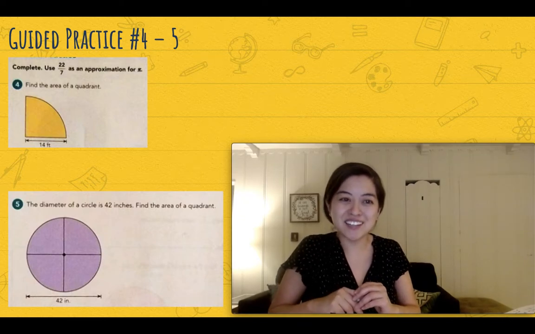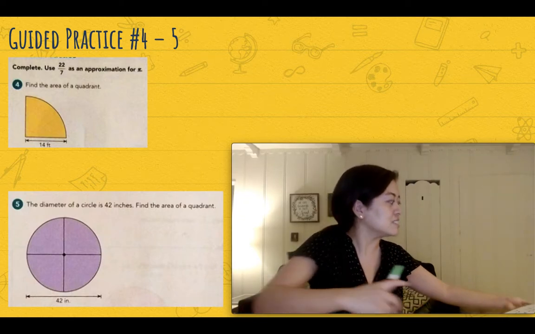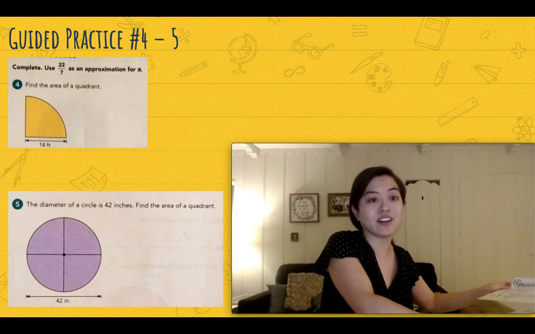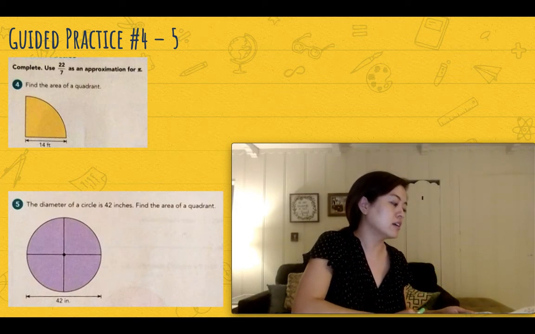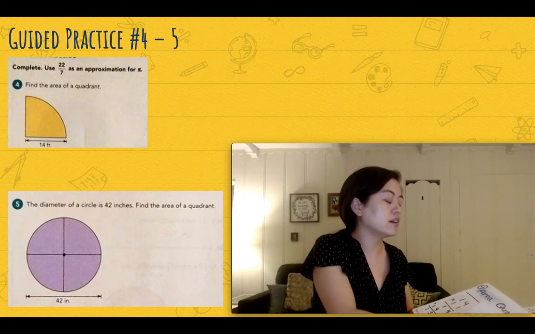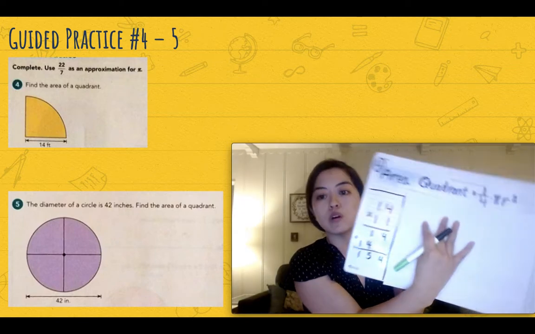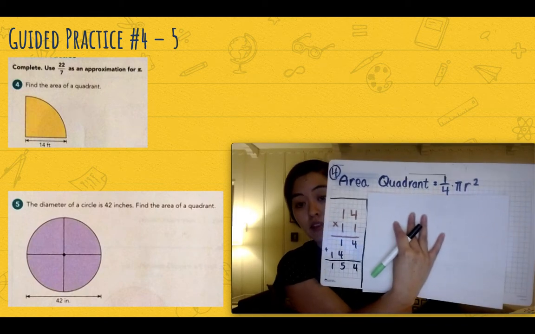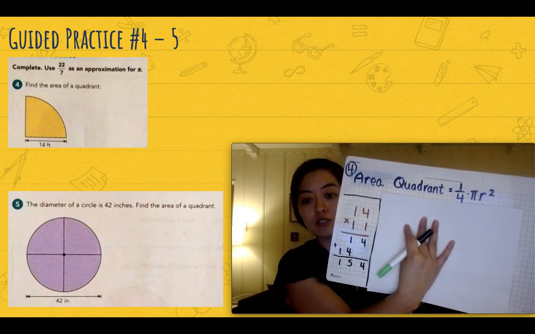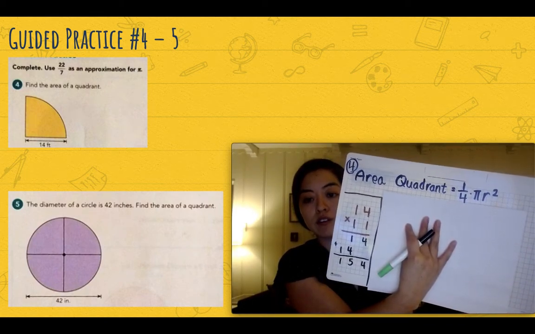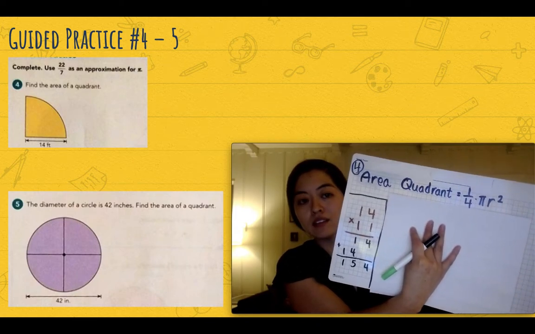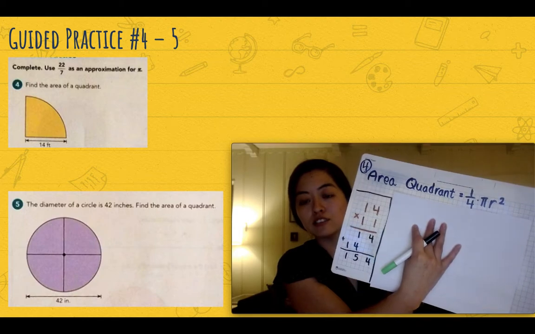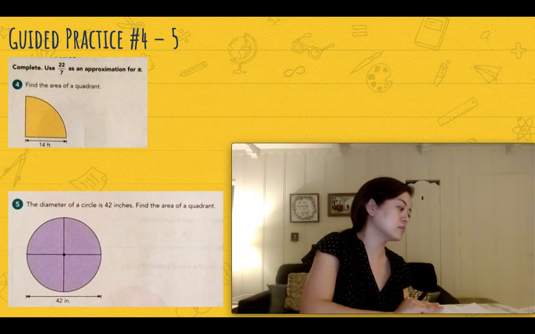Okay, looks like you're ready. So let's attack number 4 together. Now it's a quadrant and you have to find the area of a quadrant. And so I know that a quadrant means 1/4 of something, 1/4 of the circle. So 1/4 of the area of a circle is 1/4 times pi r squared. And they give us r and they give us an approximation for pi in the picture.